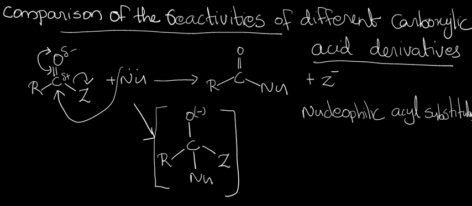Next is the comparison of the reactivities of different carboxylic acid derivatives. This is the general formula of a carboxylic acid derivative where Z equal to X for acid halide, Z equal to OCOR for acid anhydride, Z is equal to NH2 for amide, and Z equal to OR for ester.